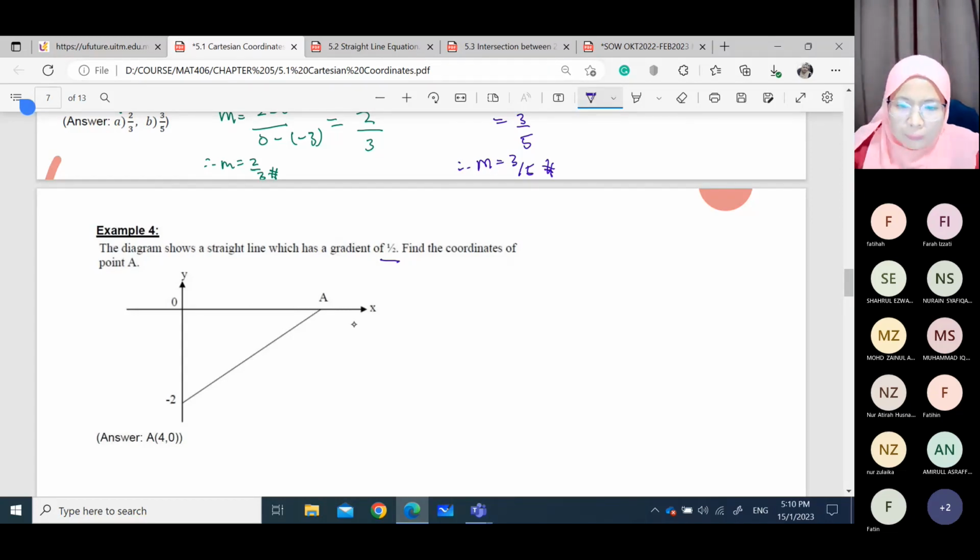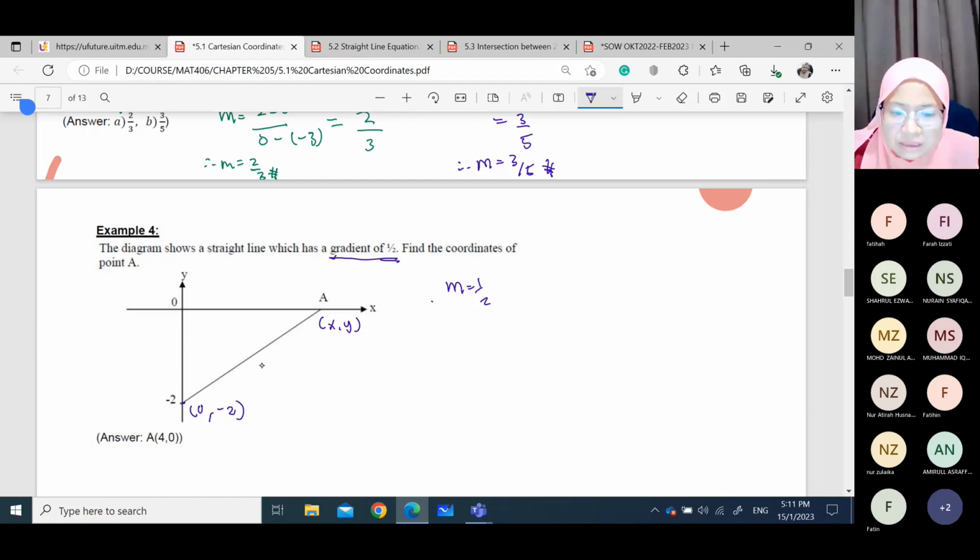So for this one, the gradient m is 1 over 2. So our m here is 1 over 2. And for this point A, we take it as x, y. Here we need to find the values of x and y. We want to find the coordinates of A. For the second point here, x is at 0 and y is at -2. So the coordinate for this point is (0, -2).